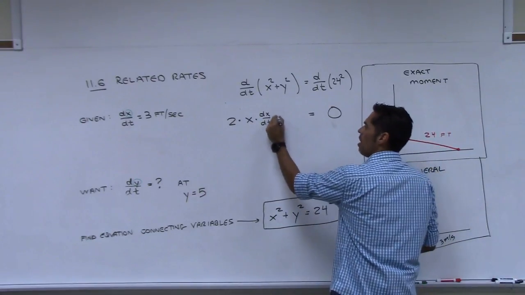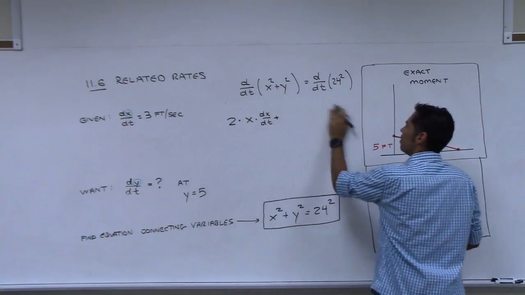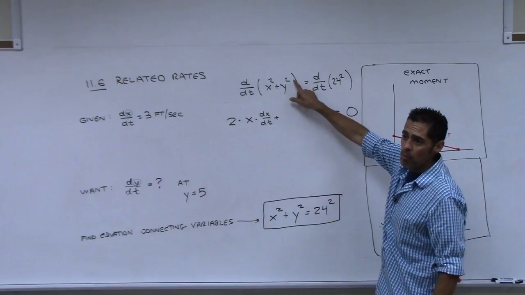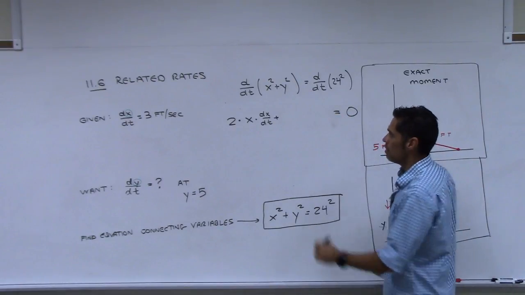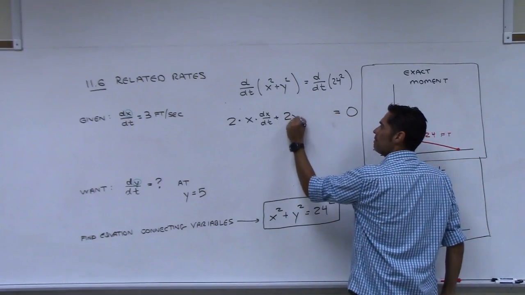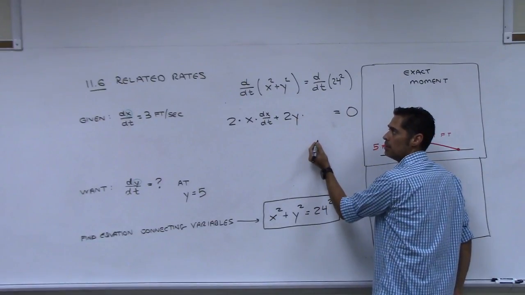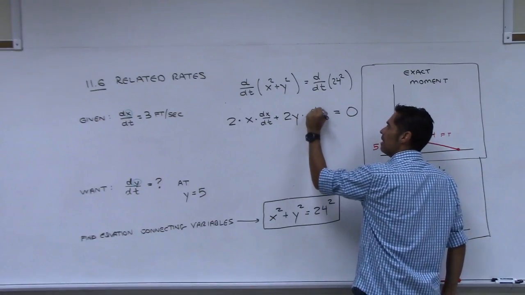Then I say plus, let me move this over a little bit. What is the derivative of y squared with respect to time? 2y times dy/dt.